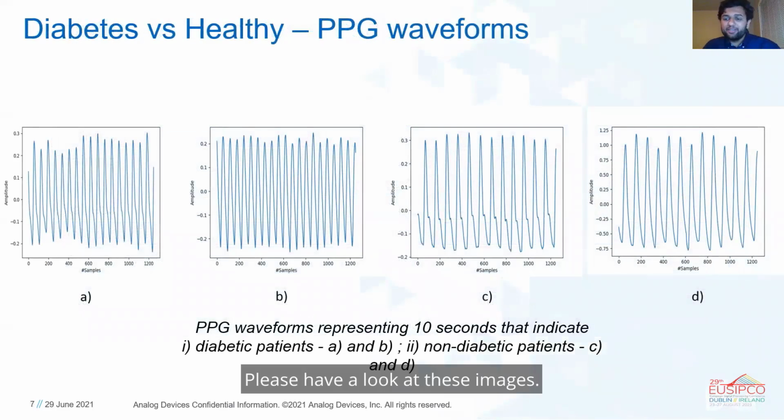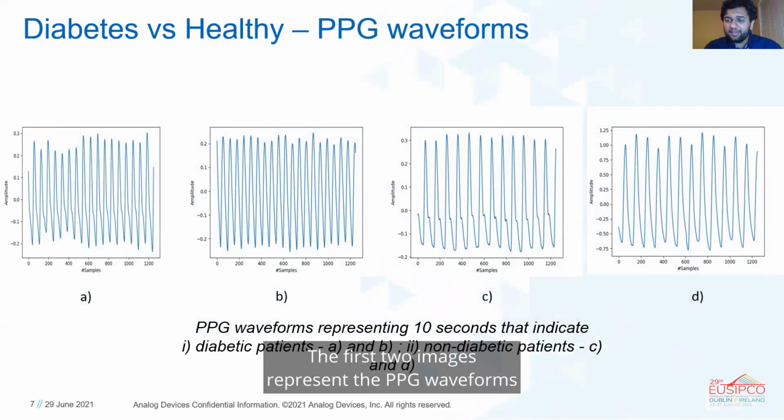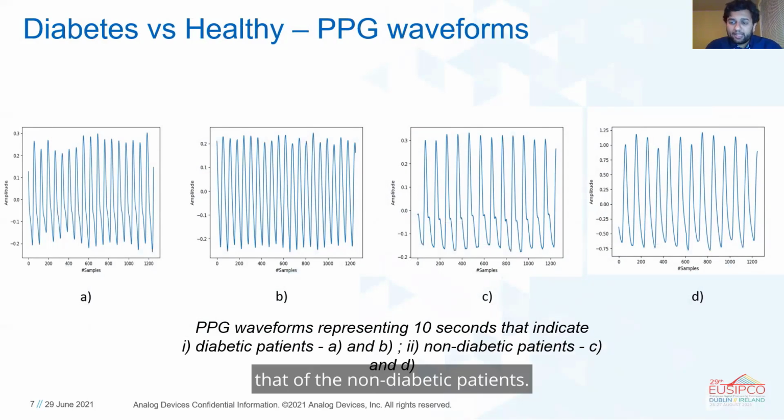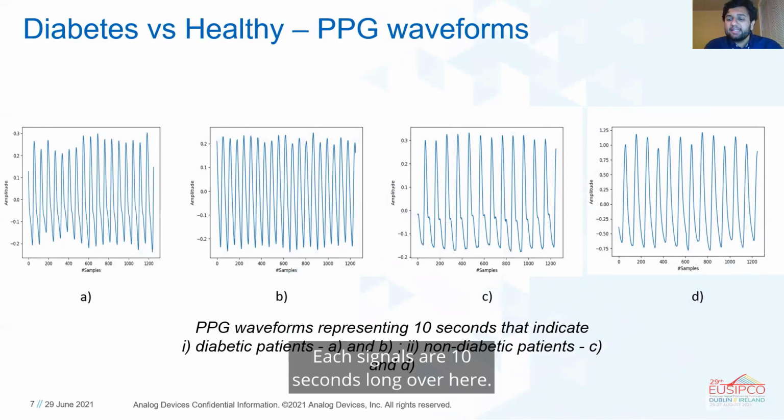Please have a look at these images. The first two images represent the PPG waveforms of diabetic patients, and the last two images represent that of the non-diabetic patients. Each signal is 10 seconds long over here.